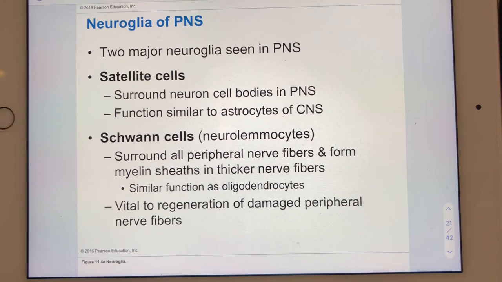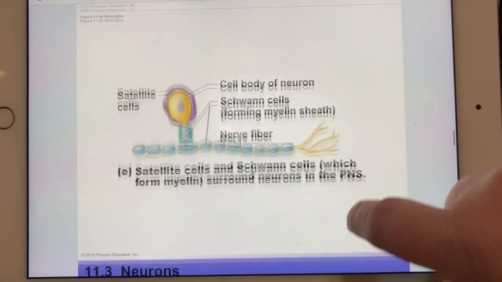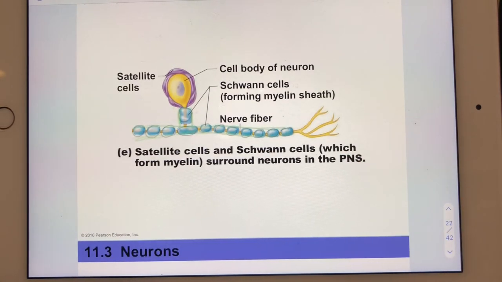I want you to go to slide 23, where we can see, it looks like five-ish satellite cells, at least in this cutaway, surrounding the cell body of a neuron. And it looks like 12-ish Schwann cells, okay? Now be careful. Even though there are 12-ish Schwann cells shown, that number is not absolute, obviously, but also there's only one myelin sheath shown.